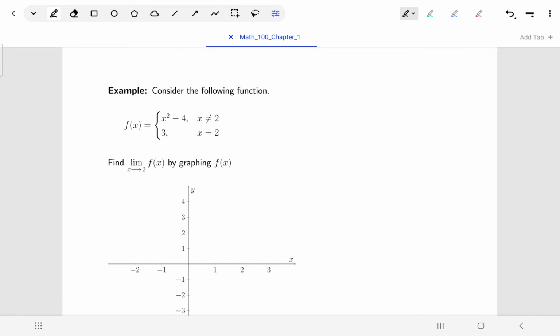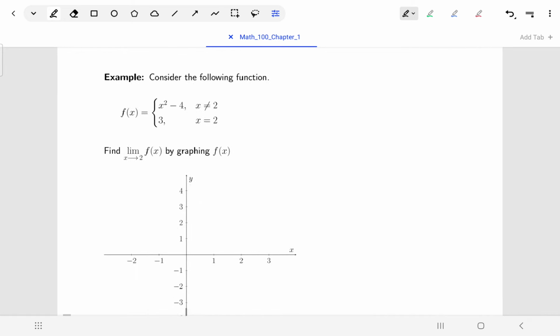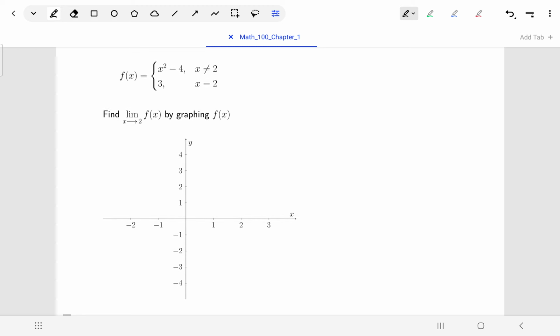So I've got myself a little piecewise defined function here. And I've got this function's limit as x approaches 2 that I'd like to find. And I'm going to do that by graphing this function. So if you're taking a look at it, you can see that this is the graph of a parabola. It's got a y-intercept of negative 4.